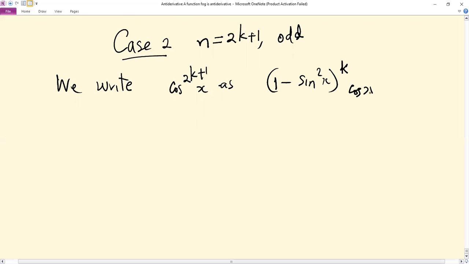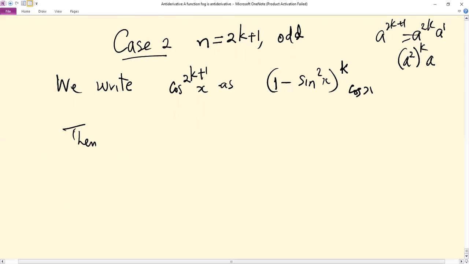We're just still using the laws of indices. Because this is the same as cos squared, and so a to the power 2k plus 1 is a to the power 2k times a to the power 1, which is the same as a squared raised to power k times a. So where a is the cosine function. So that's what you are writing here.